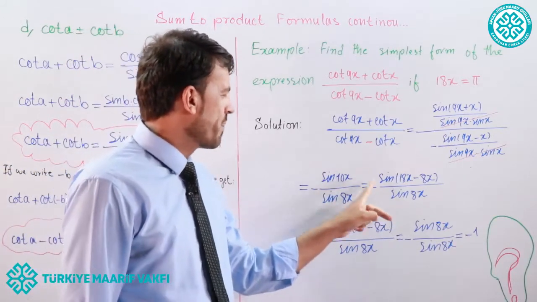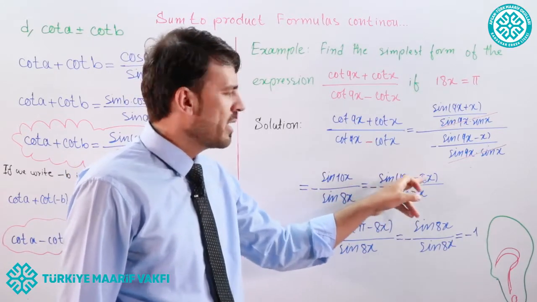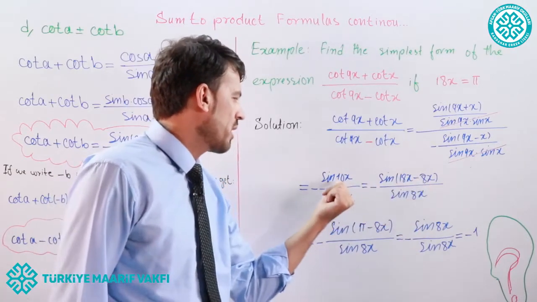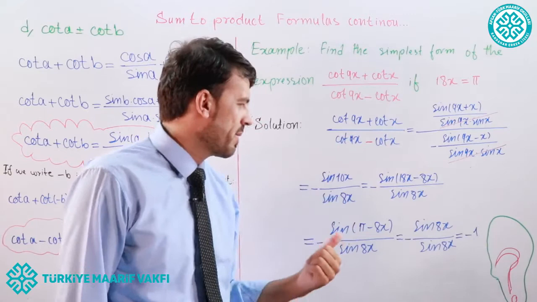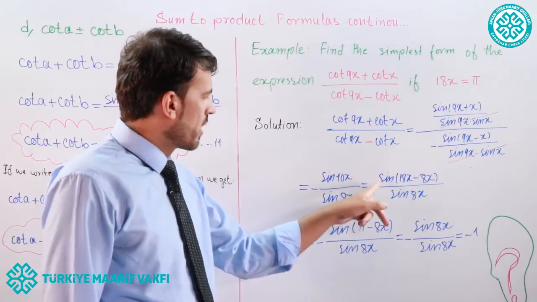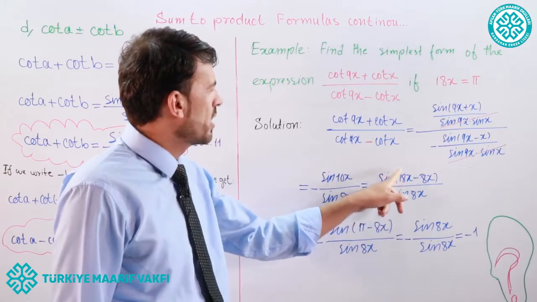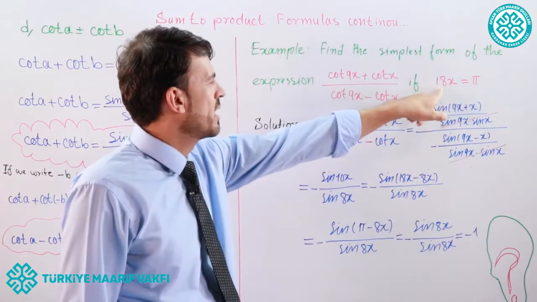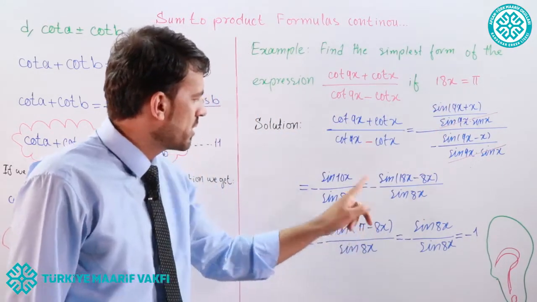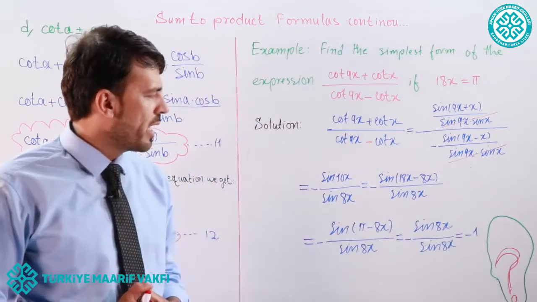This is equal to minus. Here we can write, instead of 10x, 18x minus 8x. If we subtract 8x from 18x, this will give 10x back. And sine 8x is in its own form. So we are writing pi instead of 18x because this is given to us in the example, 18x is equal to pi. We are writing this pi instead of 18x and minus 8x. Here we have sine of pi minus 8x.